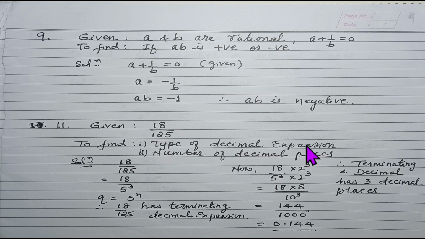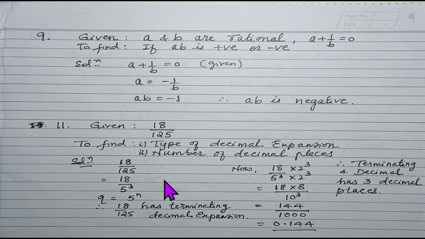Now here we have been given 18 by 125. We have to find the type of decimal expansion and the number of decimal places also. To find out the type of decimal expansion, we can go by the factors method of Q. We can go by the long division method also, but here we will go by factors of Q. Now 18 by 125, 125 is 5 cube. So the factors of Q, that is 5 cube, is of the form 5 raised to n.